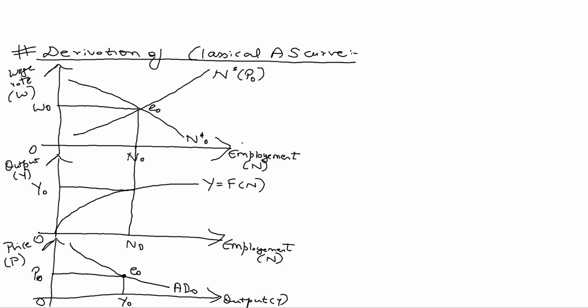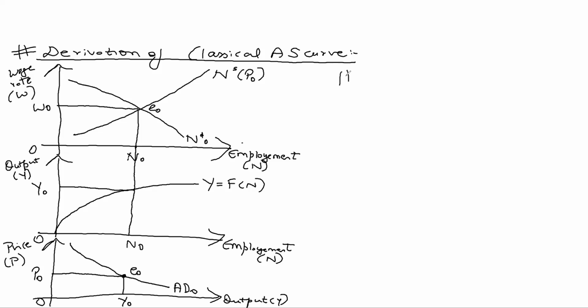Okay, in the last diagram, we have the aggregate demand curve, which is downward sloping. Initially, the economy is in equilibrium at point E0. Y0 is the equilibrium level of output, and P0 is the initial price level.